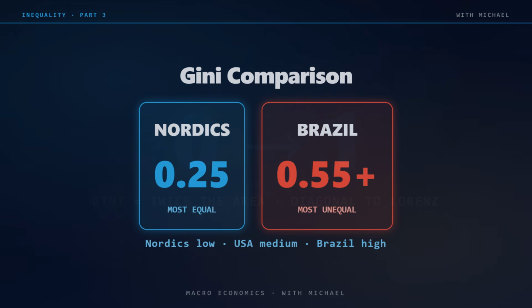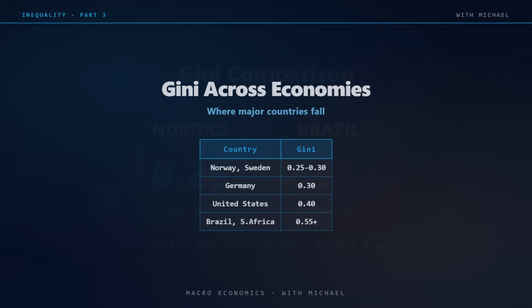The Gini lets us compare across countries on a single scale. It also lets us track changes within a country over time. A rising Gini means inequality is increasing. A falling Gini means inequality is decreasing. Across most developed economies, Ginis have been rising since the 1980s.